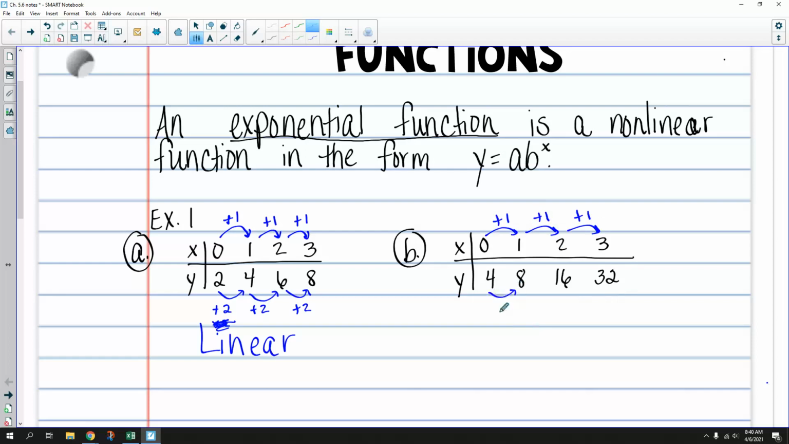Now, from 4 to 8, you could add 4 or multiply by 2. From 8 to 16, are we adding 4 or multiplying by 2? Well, you can see here we're multiplying by 2, which means adding is out. And then from 16 to 32, we are multiplying by 2. Because it's multiplication, this is an exponential function.